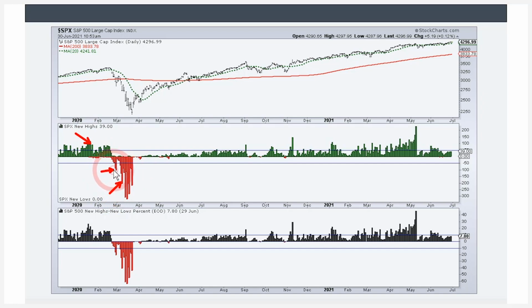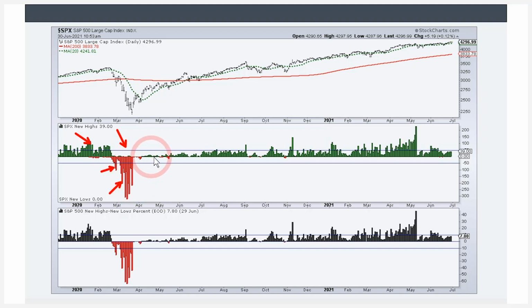And you can see in late February, February 27th to be precise, we had a dip below minus 50. So this line is at plus 50, and this one's at minus 50. And so when you go below minus 50, that means that more than 10% of stocks in the S&P 500 are hitting new lows. That is bearish.